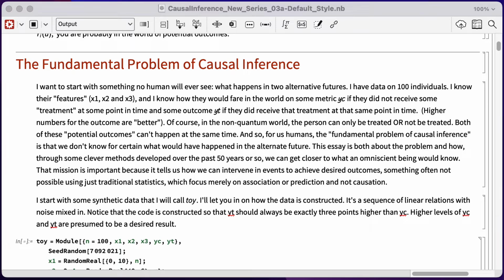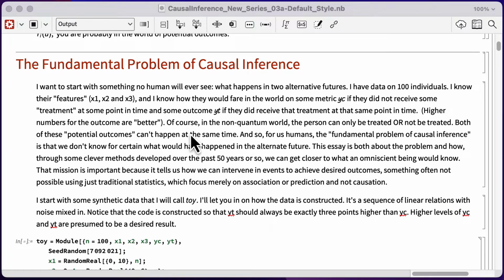Let's start with the fundamental problem of causal inference. I'm going to describe what an omniscient being would see, and since we're not omniscient, you'll then see the problem of causal inference. I have data on 100 individuals. I know their features X1, X2, and X3, and I know exactly how things would come out if they did not receive treatment, that's YC, and I know how things would come out if they did receive treatment, YT.